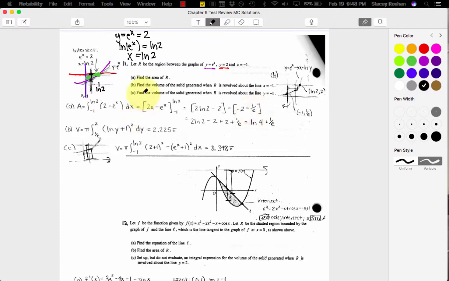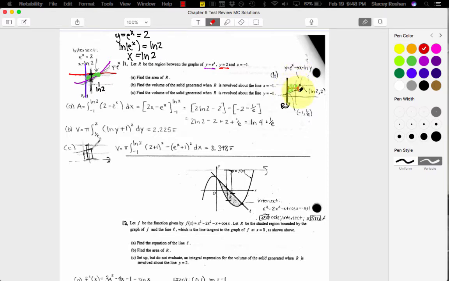Okay. The next part asks us to find the volume when we're revolving around x equals -1. So if I'm revolving around that line, well, I need dy slices. So I need to change everything. And you see how I actually only have one radius. I don't have a radius outer and a radius inner, because this is the region that I'm dealing with, and I just have that one radius. There aren't multiple radiuses in this one. It is a disk problem, not a washer.